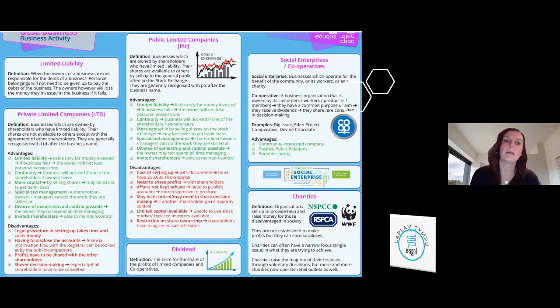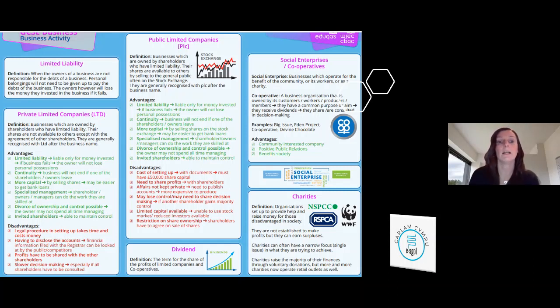Public limited companies are businesses which are owned by shareholders who have limited liability again. The shares are available to others by selling to the general public, often on the stock exchange, and they are generally recognised with the PLC after the business name. So again, you've got limited liability, you've got continuity, because the company will continue even if a shareholder dies or the owner leaves.